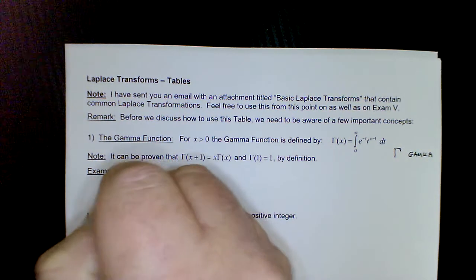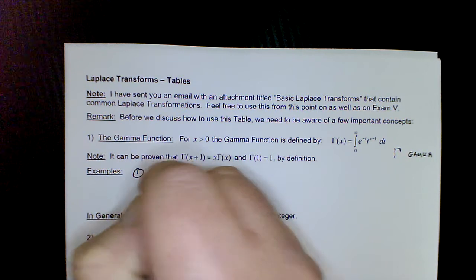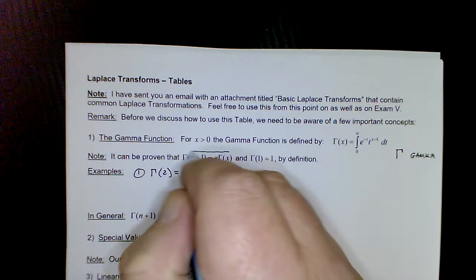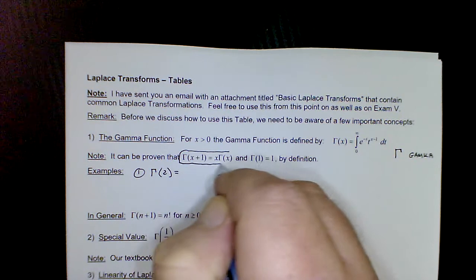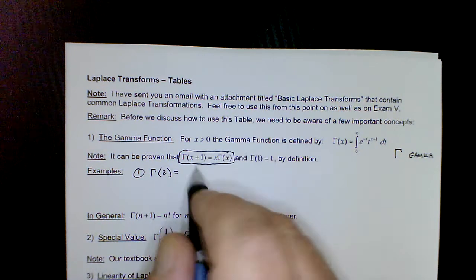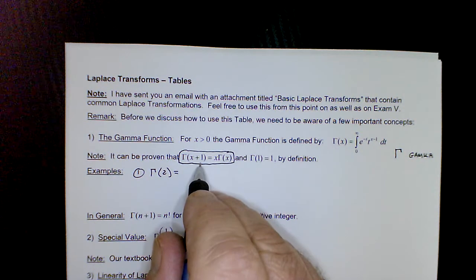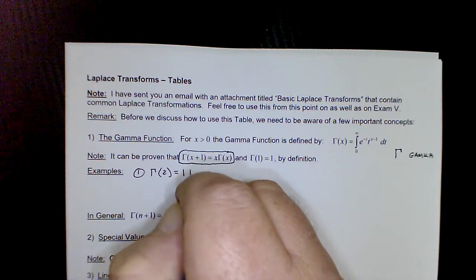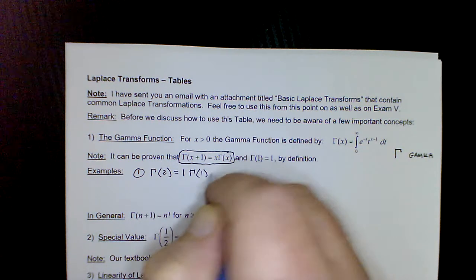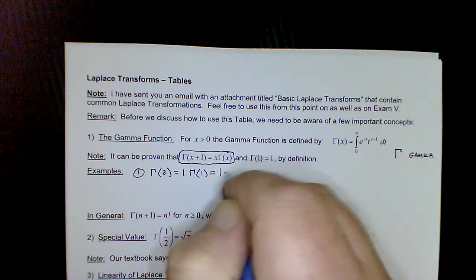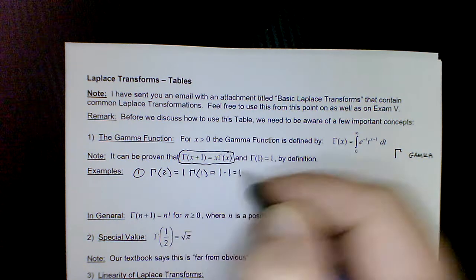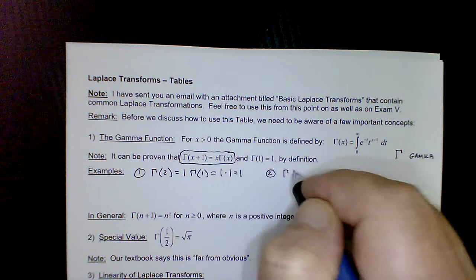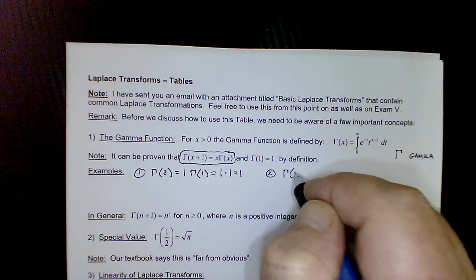Here are some other examples. Let's say you wanted gamma of 2. Basically you're using this definition here to begin with. If we're looking for gamma of 2, that means x is 1, so it would be 1 times gamma of 1. But gamma of 1 is 1, so 1 times 1 is 1. Let's just go up the ladder here, so to speak.